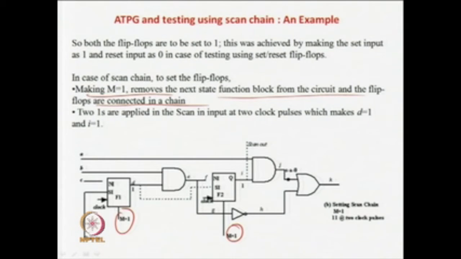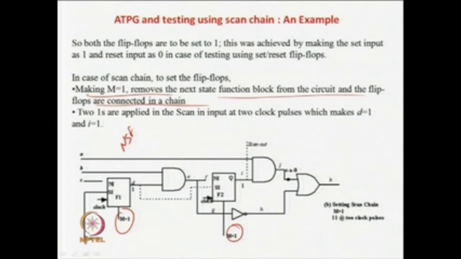So, what happens? You make m equal to 1. So, this is the normal input from the NSF block, which is cut. You can see that the output is not there, it has been cut by the flip flop. Similarly, this was the output of the NSF block which is going to the flip flop number 2. That is also cut by making m equal to 1.